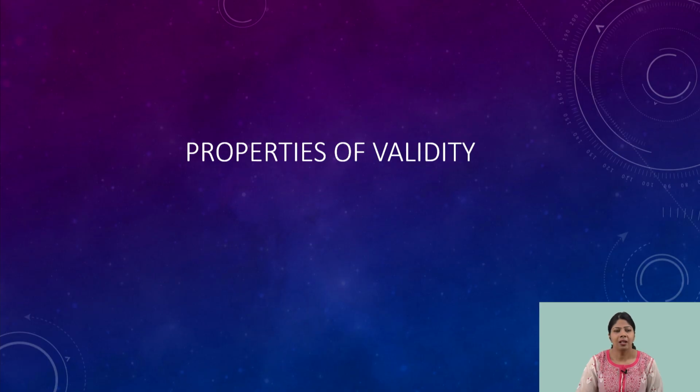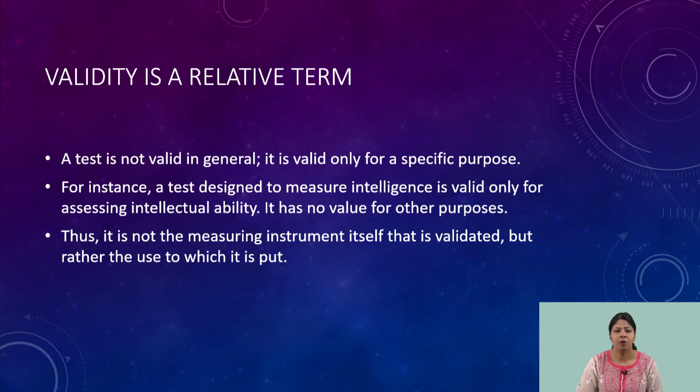So, now we look at some properties of validity. There are three important properties of validity. The first property refers to validity being a relative term. A test is not valid in general. It is valid only for a specific purpose. It is not that if you find that a test has a high validity coefficient, you will say that this is a valid test. But what that means is that it is valid for measuring what it is claiming to measure.